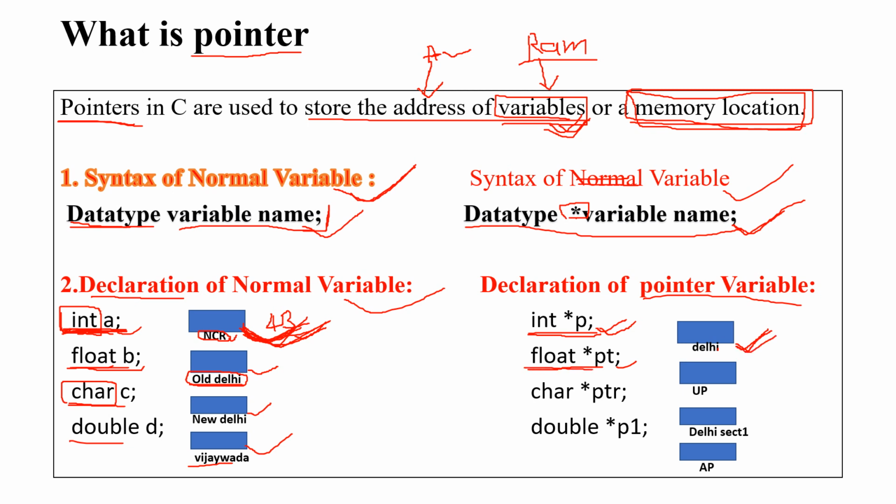So again I have created here a float pointer. So the float pointer is also allocated memory, the character pointer is also allocated memory, and the double pointer is also allocated.